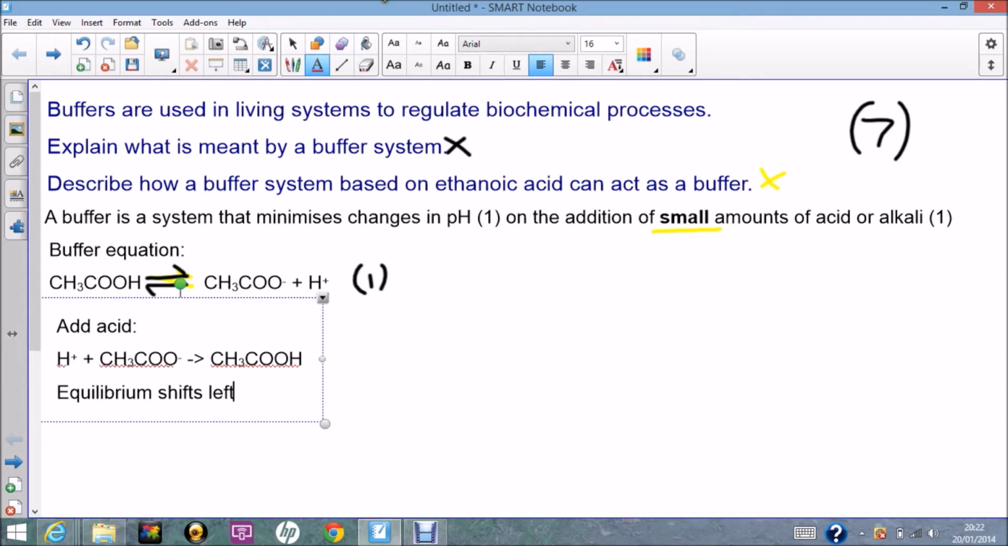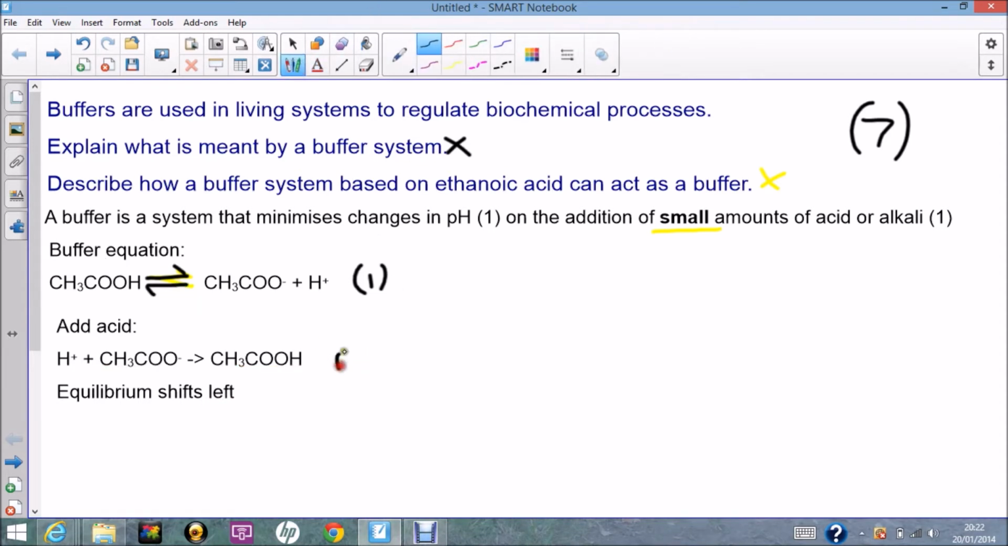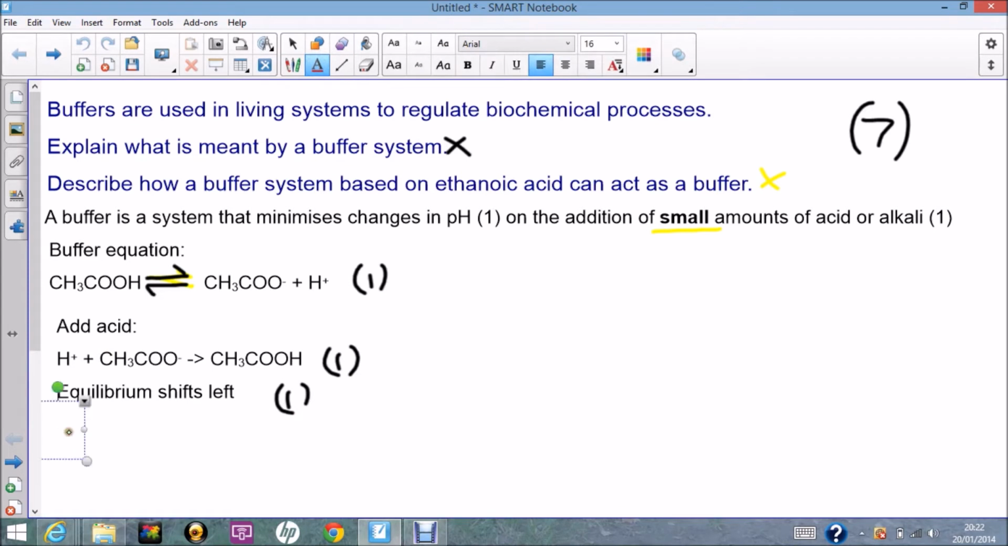And for each of those things we're going to get 1 mark. So 1 for the equation and 1 for which way the equilibrium is shifting. Dealt with the acid. Now we're going to say what happens when we add alkali.